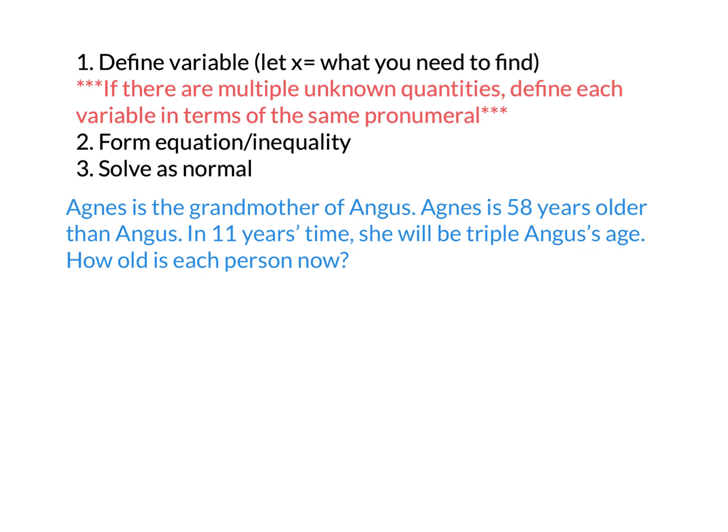So this question's a little harder, apart from the difficult words, because there are two quantities that you need to find. You need to find how old Agnes is, the grandma, and the grandson Angus, how old he is. So this is what this red bit here means. If there are multiple unknown quantities to find, write each variable in terms of the same pronumeral. What the heck does that mean? Well, what it means is we're going to start by letting x equal one of the things you're trying to find. Doesn't really matter which one. So let's let x equal the age of Agnes, the grandma.